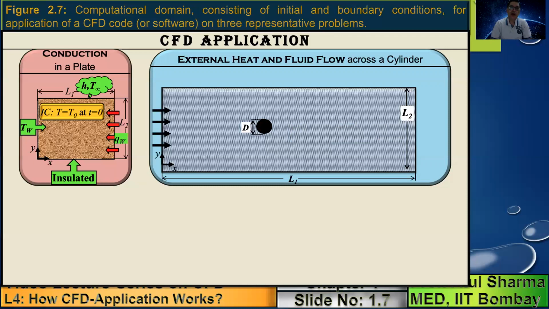This is a problem corresponding to external flow across a cylinder, and if the cylinder is heated, then it also becomes a heat transfer problem. Note that the flow region in this case corresponds to the region in between.